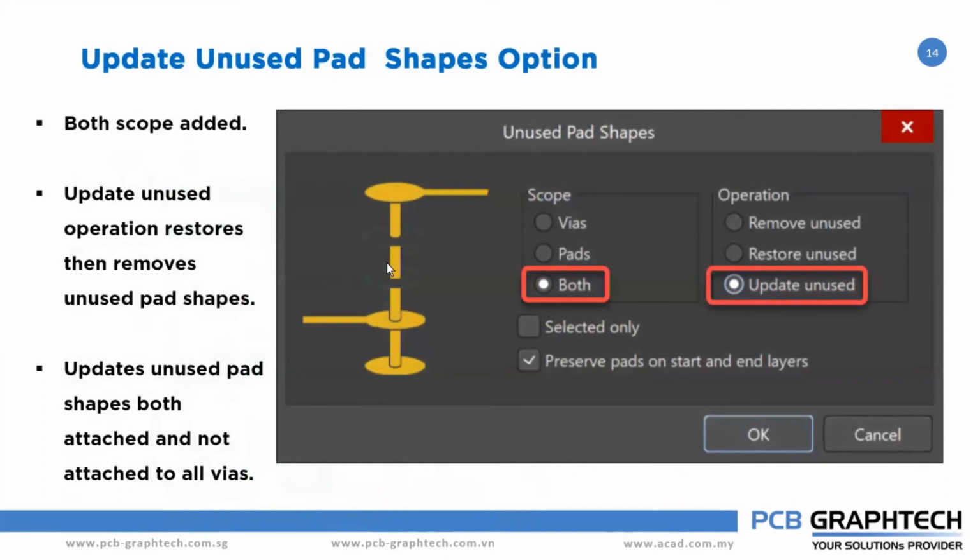Okay, so the next feature is update your unused pad shapes. Now previously we had only two options. One is remove unused pads and wires, then the other one is restore unused. Either we can remove the pads or we can restore the pads. This was available up to version 20. In 21, the new feature is we can update the unused pads.